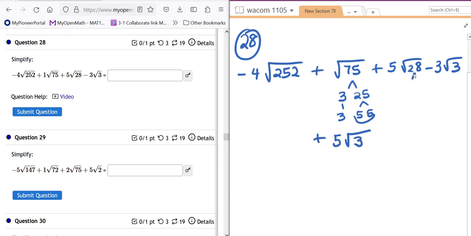Right, 28 is 4 times 7. 4 is your square there. So you're going to take 1, 2 out times the 5. 5 times 2 is 10. And keep your square root of 7. Right? Minus 3 times square root of 3.